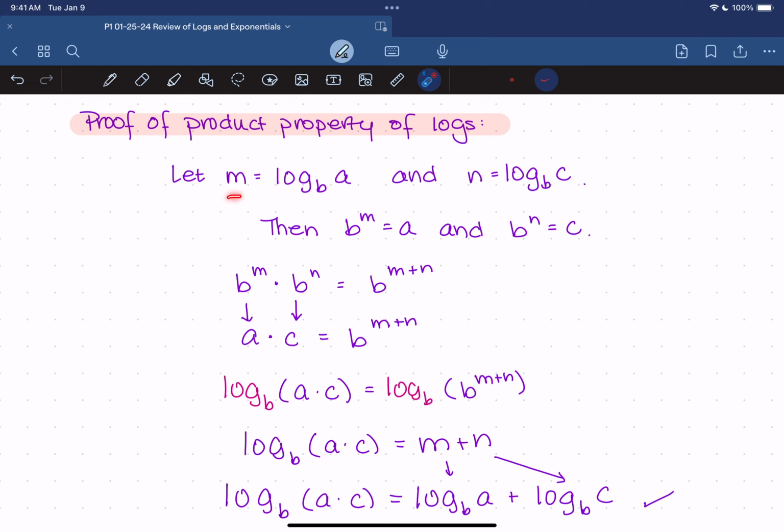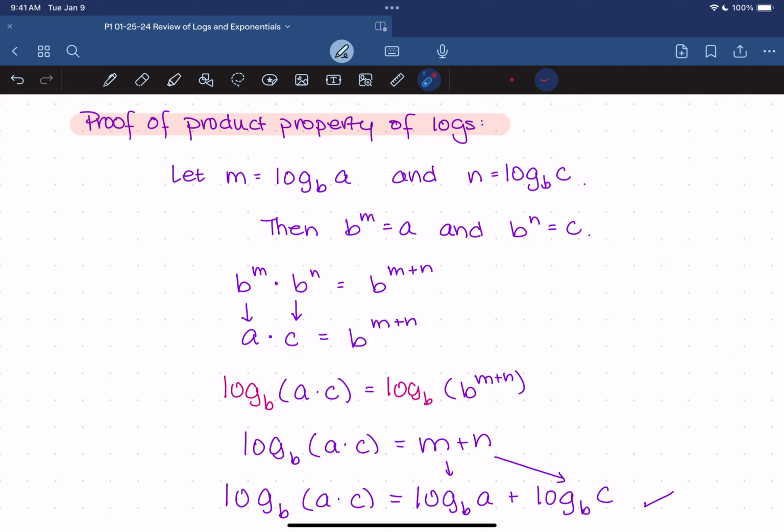If we start with this, I'm going to define m to be log base b of a and n to be log base b of c. Using that around the world, start at the base, go around the equals sign. B to the power of m is equal to a. That's where this comes from. And then b to the power of n is equal to c. And that's where this comes from.